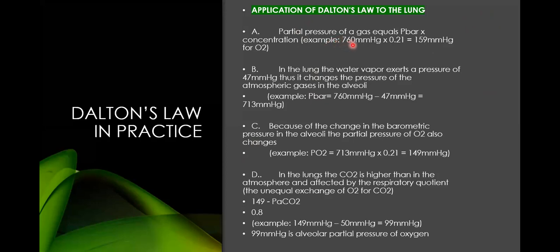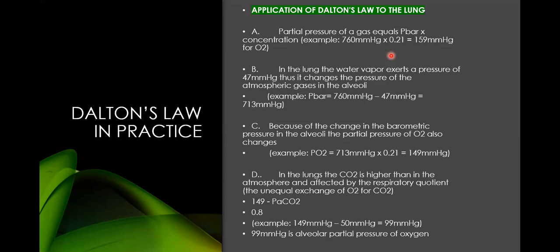The partial pressure of a gas equals P bar times the concentration. We already learned that: 760 times 0.21 is 159 millimeters of mercury for oxygen. Now, in the lung, water vapor also exerts a pressure of 47 millimeters of mercury. Thus, it changes the pressure of the atmospheric gas in the alveoli.